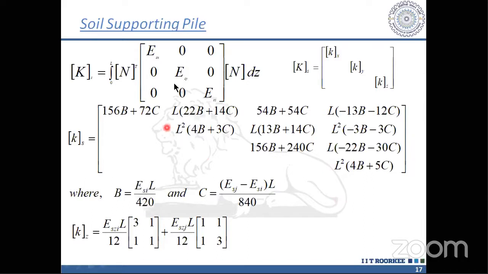Now, when you carry out the integration, the stiffness matrix for soil is given as here. This is for Kx or Ky, which will be the same. For Kz, it is different. Kx and Ky will be given by Ks, a 4x4 matrix, where B and C are related to the subgrade modulus at either end. So B is ESI L by 420, and C is (ESJ minus ESI) into L by 840, where ESJ is the subgrade modulus at node J. Similarly, the axial stiffness offered by soil will be given by the bottom equation.